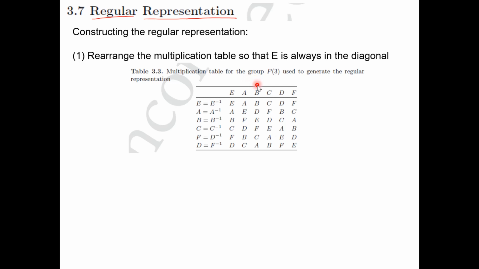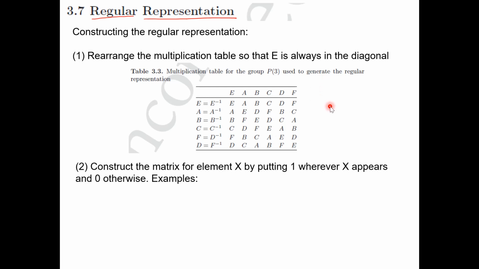But you do this for all elements of the group. The third column is B, so the third row is the inverse of B, which is B. And the same for C, the same for D. In the case of D, the fifth column is D, then the fifth row is the inverse of D, which is F in our case. Okay, so you rearrange all the columns and rows in a way. This is not a unique way to do it, but this is one of the possible ways to do it. But you rearrange such that the identity element is always in the diagonal.